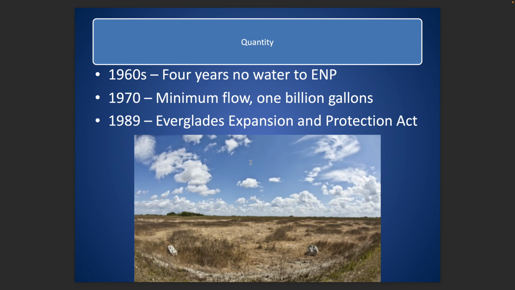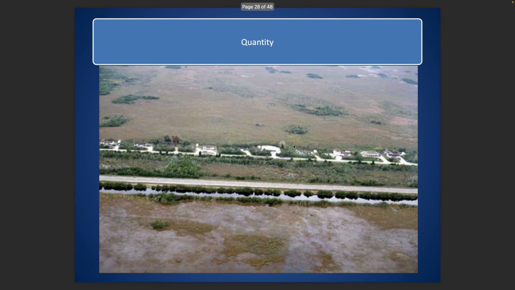Next topic is quantity of water. So in the 1960s, there were 4 years where there was no water in Everglades National Park. In the 1970s, they had minimum flow. And then there was the Everglades Expansion and Protection Act. Again, you can see the distribution, the quantity of water.